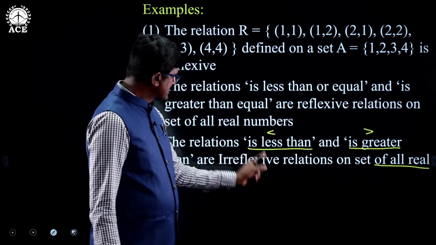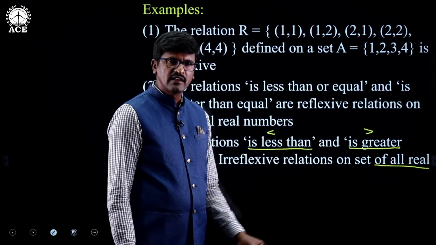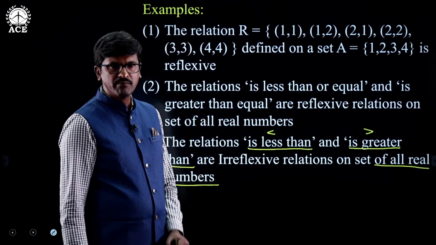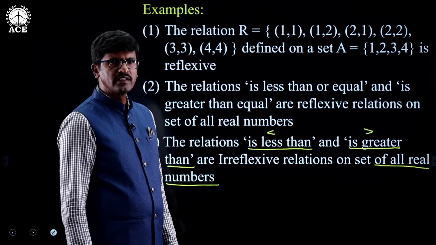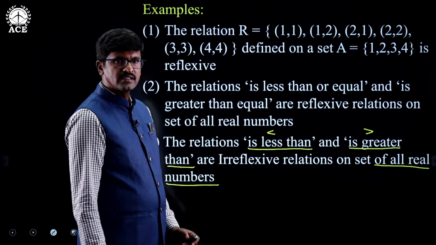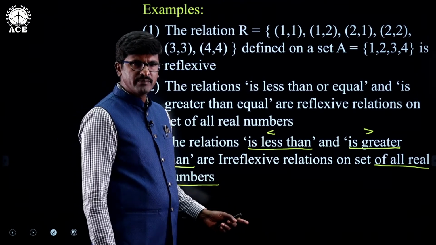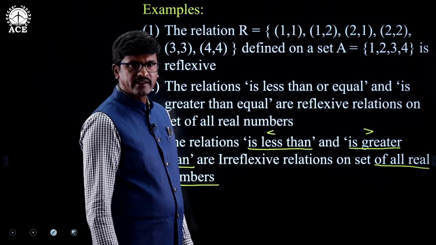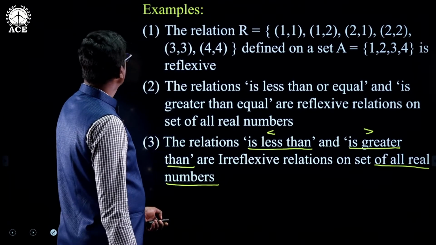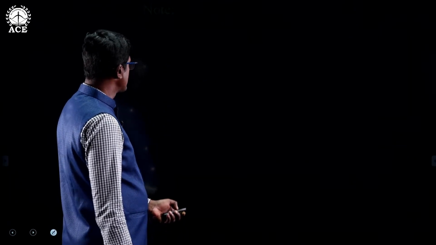That means "is less than" and "is greater than" on the set of all real numbers are not reflexive relations, because every real number will be equal to itself. It will never be less than or greater than itself. So this is about the reflexive and not reflexive relations.